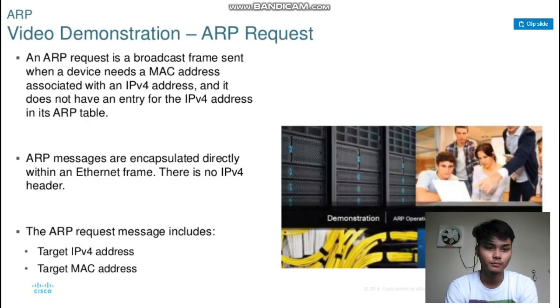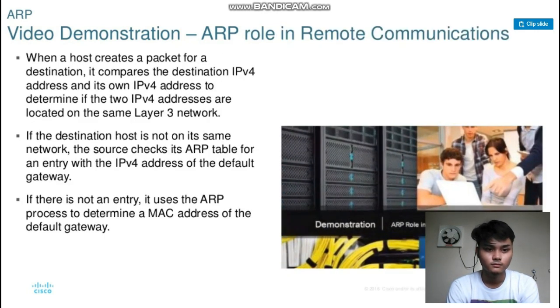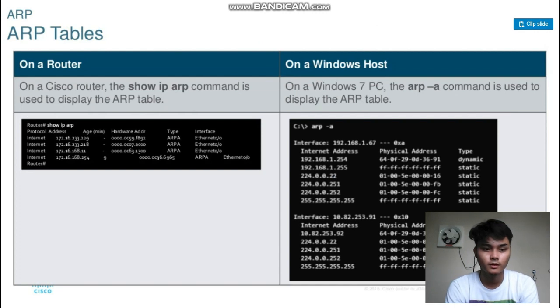In the video demonstration, an ARP request is a broadcast frame sent when a device needs a MAC address associated with an IPv4 address and does not have an entry for that IPv4 address in its ARP table. As you can see, we have an ARP table here. On a Cisco router, the show ip arp command displays the ARP table. On a Windows 7 PC, the arp -a command is used to display the ARP table.